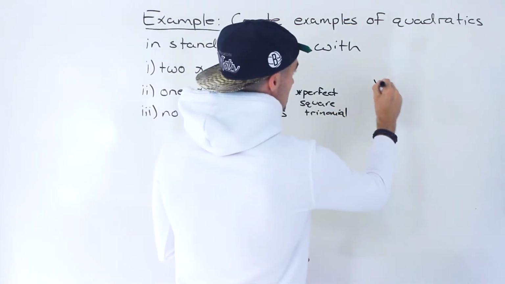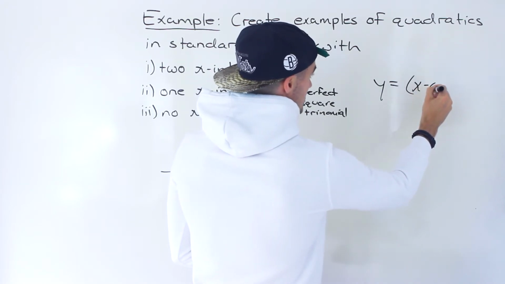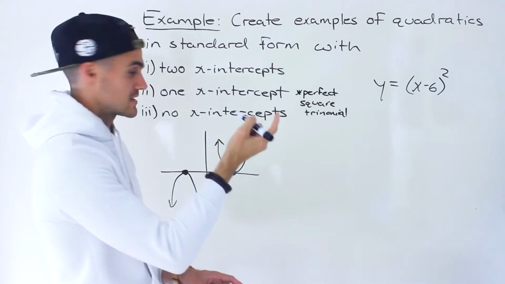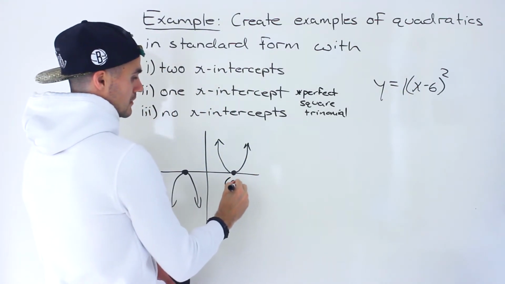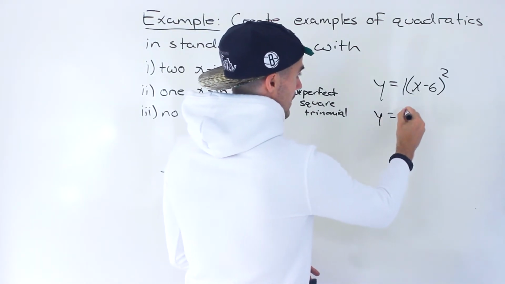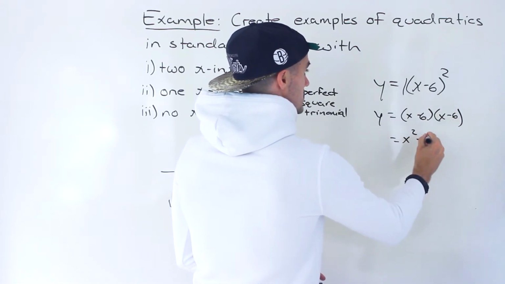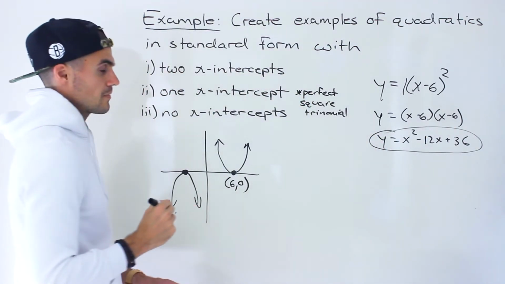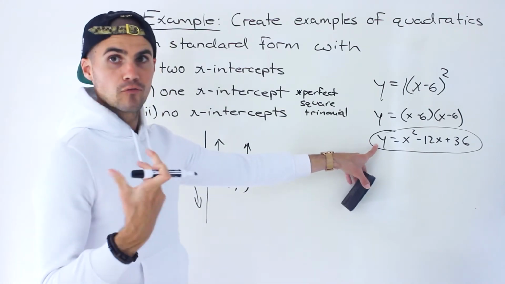So for example, something like, let's say, x minus 6 squared, like that. Notice that the x-intercept there is positive 6. It's opening upwards because there's like a positive 1 in front, so it would be like that, right? So this is an example of a quadratic with one x-intercept. Now if we expand this, it's like x minus 6 times x minus 6, which would give us x squared minus 12x plus 36, like that. Right, so that's standard form. A standard form quadratic that would have one x-intercept.